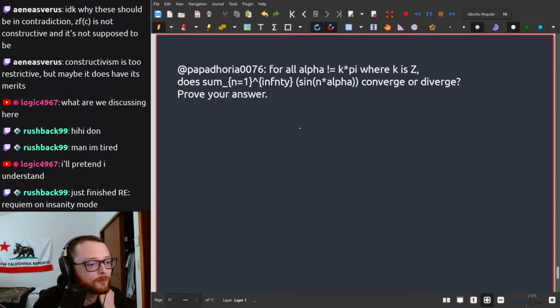Educate why these should be in contradiction. ZFC is not constructive, and it's not supposed to be. Constructivism is too restrictive. Maybe it does have its merits. Yeah, I don't know enough about that part of math with ZFC and how it actually works.